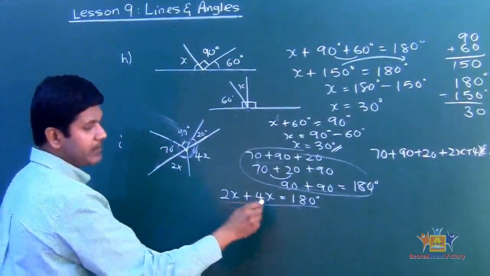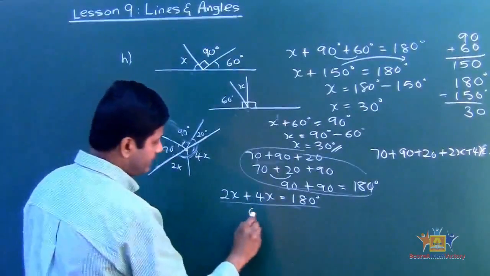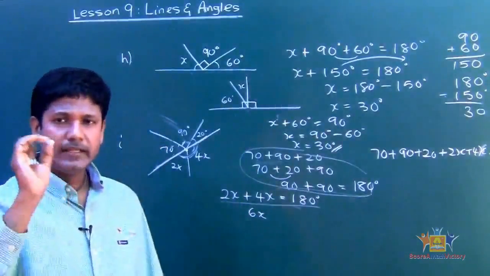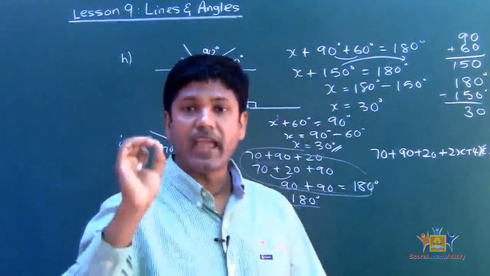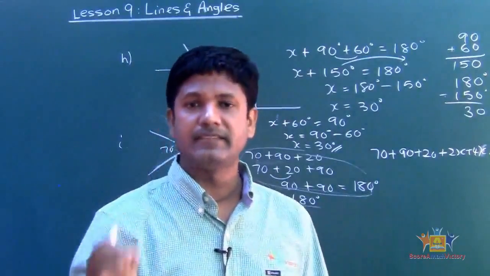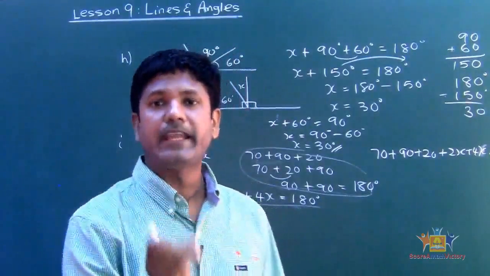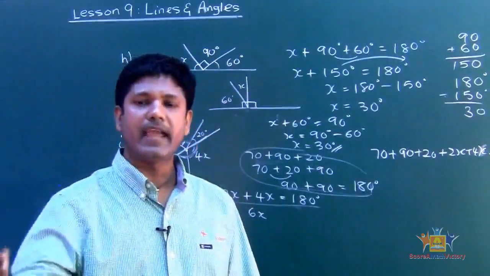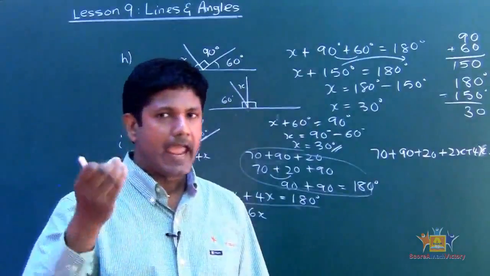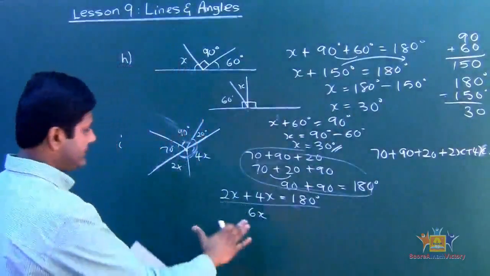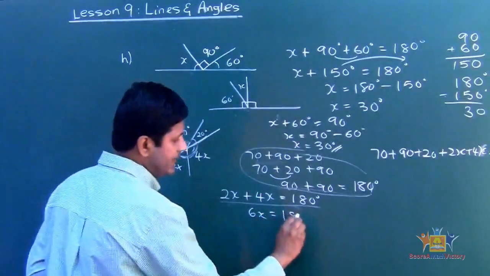So 2x plus 4x is 6x. Be very careful. X and x have to be common, okay? They have to be identical. X and x, m and m, y and y, z and z, r and r, s and s, t and t. See that? Then only can you add them. Otherwise you cannot add them. It's like an apple adding with an apple, an orange adding with an orange. Apple adding with orange, you cannot add them, okay? So that makes this one 6x equals 180 degrees.